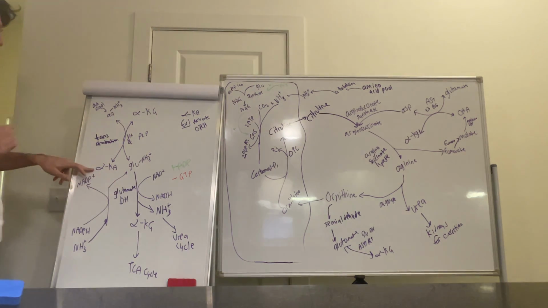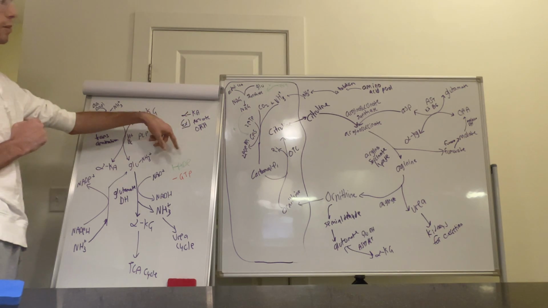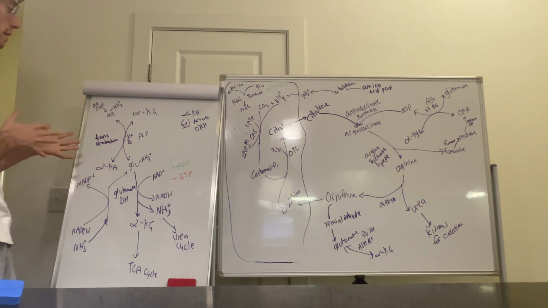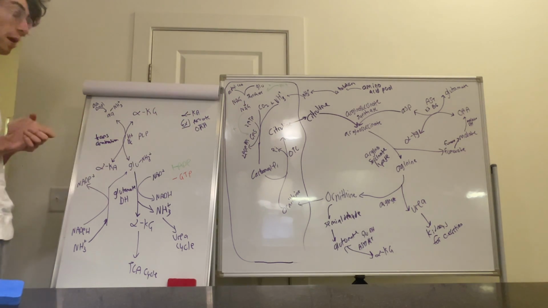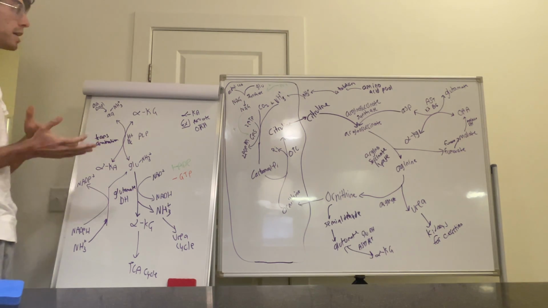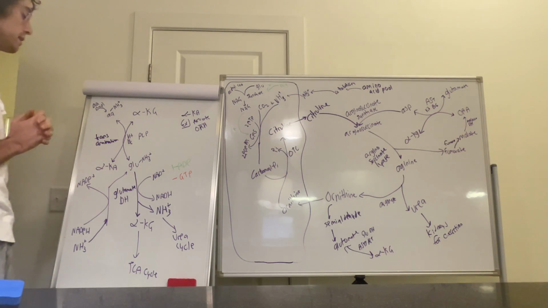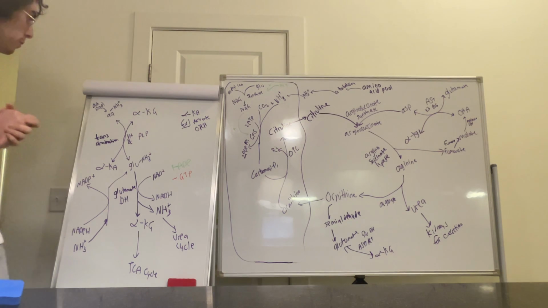Alpha keto acid, this is just generic. It could be a pyruvate or it could be oxaloacetate. It just kind of depends on the configuration of the molecule. I believe that there's also gamma and there's also beta keto acids, but it's out of the scope, so we're not going to be concerned with it.